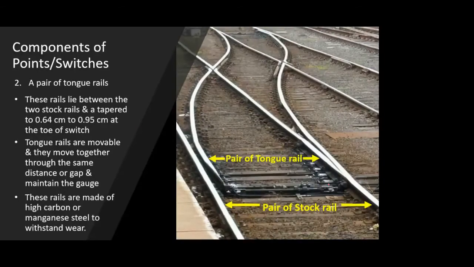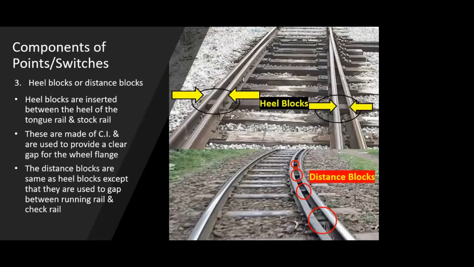Then you have a tongue rail, which is a tapered rail at the start, and then it takes the width of the stock rail. It is fitted inside the stock rail, and it is a movable part. So one of the rails can touch either of the stock rails, left or right. Then we saw what is a heel block, so basically what is a heel portion. It is the portion about which your tongue rail moves as a pivoted section, and the distance block is provided between the check rail and the stock rail.